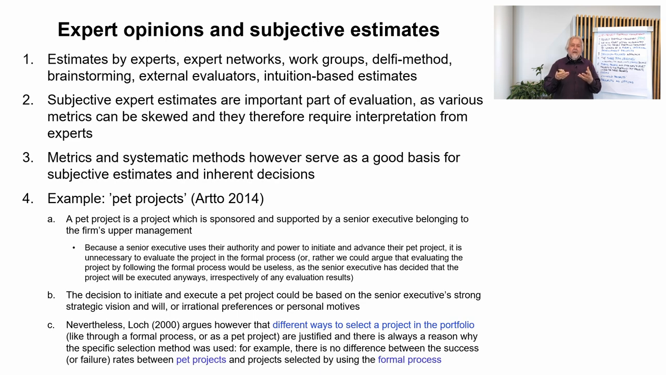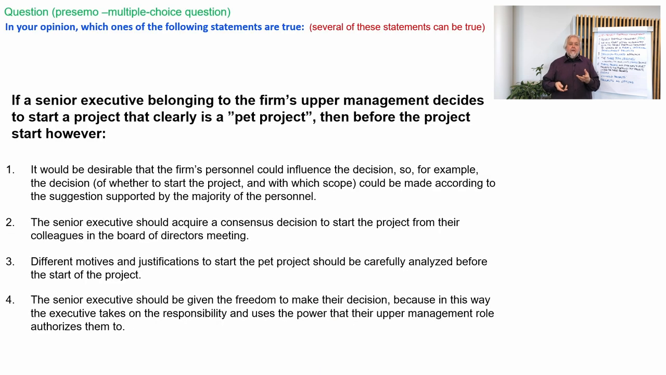maybe the next slide and the next multiple choice question and the answers to that multiple choice question explain why many kinds of processes might be needed, even like having this kind of a pet project type of process where the senior executive chooses the projects to be implemented. Okay, now the question is that, in your opinion, which ones of the following statements are true?